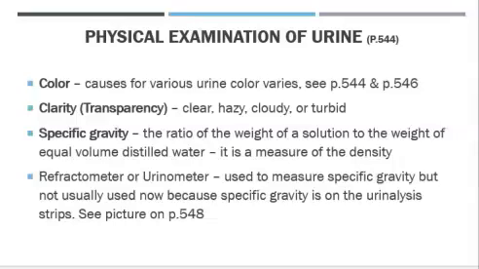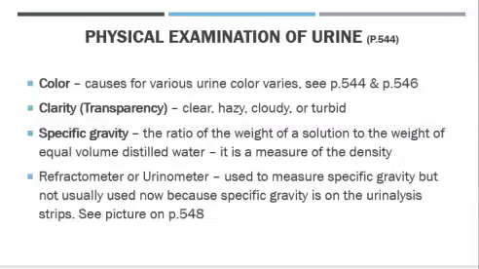The very first thing as a lab tech you need to look at for a urine sample is the color of the urine. Different colors of urine can mean different problems with a patient. Next, you need to look at the clarity or the transparency of the urine sample. Is it clear? Is it hazy? Is it cloudy? Or is it turbid? If a sample is hazy or cloudy or turbid, it could indicate a UTI infection in a patient.